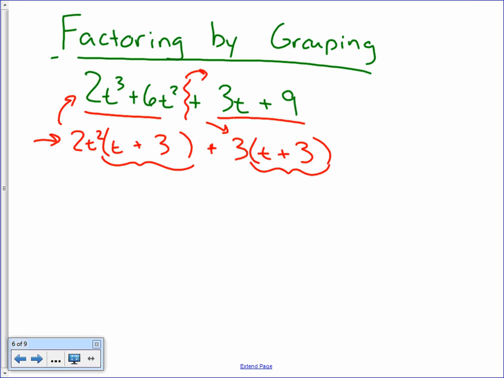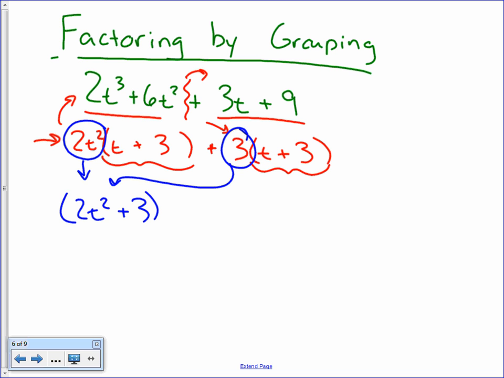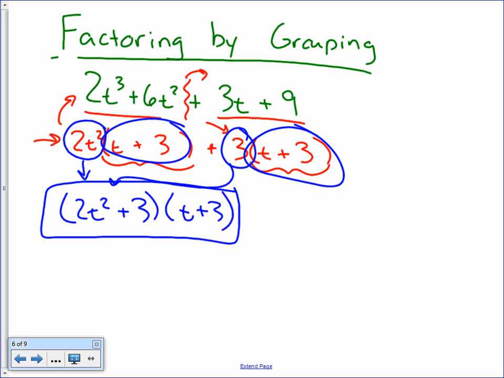Now when those are in common, what you're going to do is take what's in front and put that in one set of parentheses. Just like that. So you notice how you have the 2t squared, you have the 3, and then you're going to multiply it by that common binomial. And bam, there you go. Now, if you remember foiling, you could foil this all out, and what you would get is that original one there.